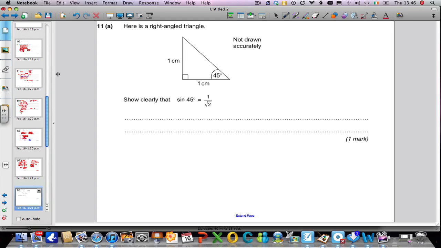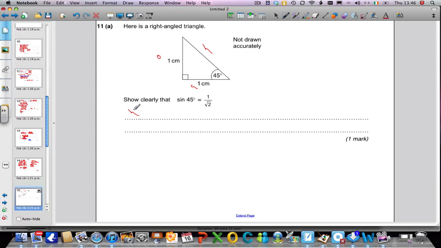Question 11. We're asked to show clearly that sine 45 is 1 over root 2. No problem. Okay, this is a right angle triangle. That's the opposite. That's the adjacent. This must be the hypotenuse. Let's see what Pythagoras said about the hypotenuse here.